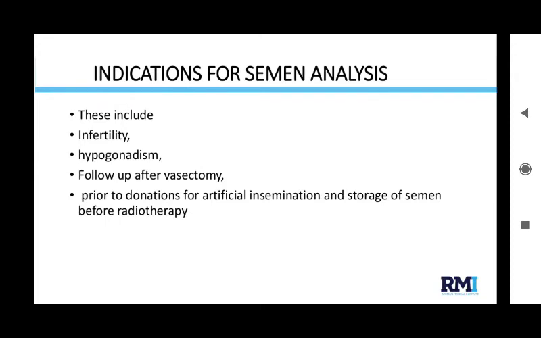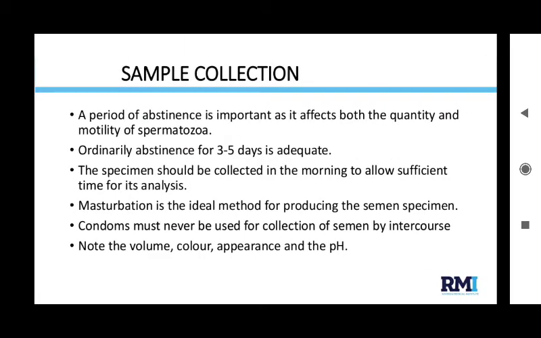How is the sample collected? A period of abstinence is important as it affects both the quantity and motility of spermatozoa. So there should ordinarily be at least 3 to 5 days of sexual abstinence, because the quantity and motility of spermatozoa should not be affected. The specimen should be collected in the morning to allow sufficient time for its analysis. Masturbation is the ideal method for producing the semen specimen. Condoms must never be used for collection of semen by intercourse.